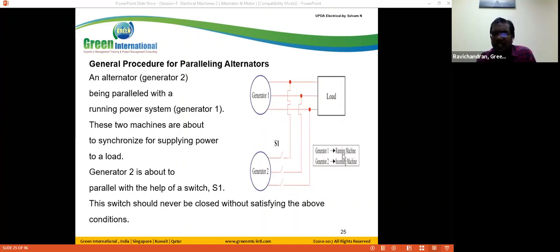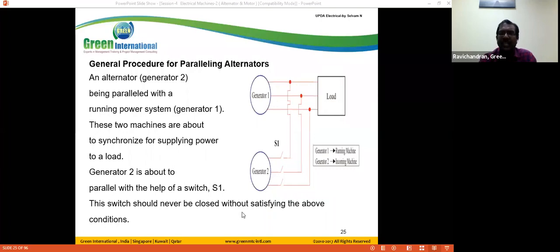Here we have the running machine and the incoming machine. In the running machine, generator 1 runs the entire 24 hours. The incoming machine, generator 2, we utilize for only 12 hours. That's why we introduce switches. Whenever we require, we switch on the three switches, so generator 2 is connected with generator 1 and the parallel operation happens.